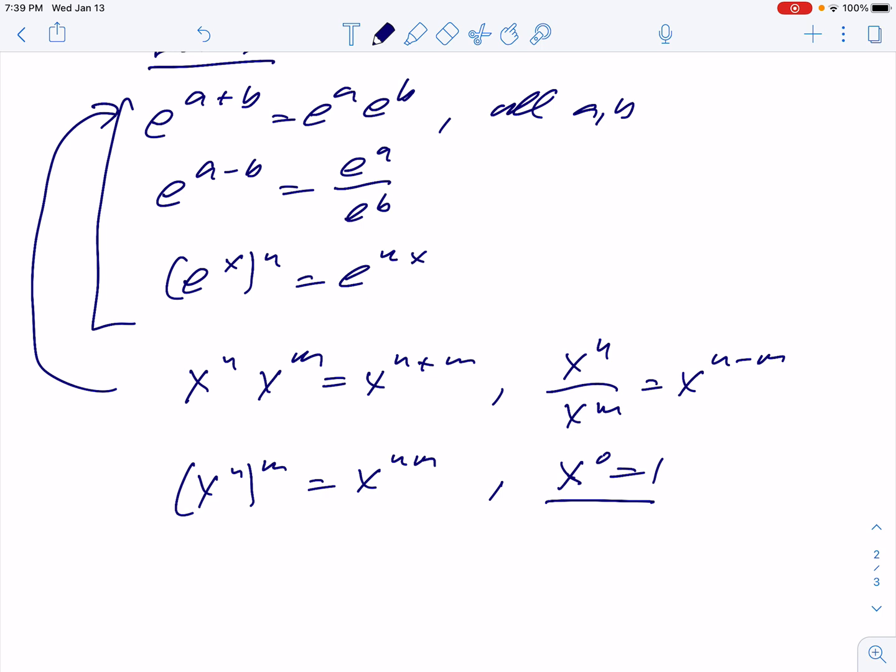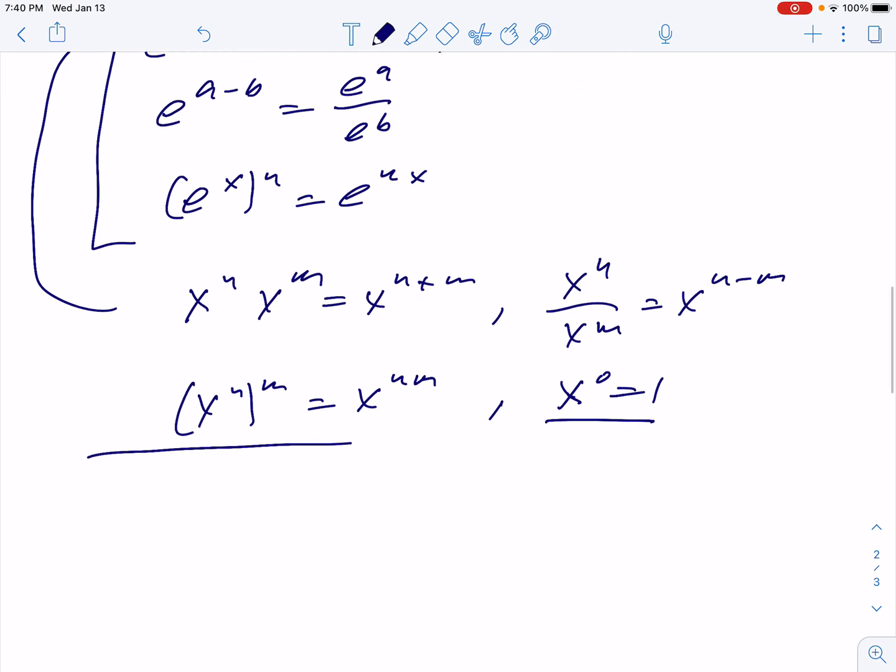However, it has some very, very special property, and that's why we are using it. We're not using 2 to the x or 10 to the x or something like that. We're using e to the x because of this very special property, the derivative. What is e to the x prime?